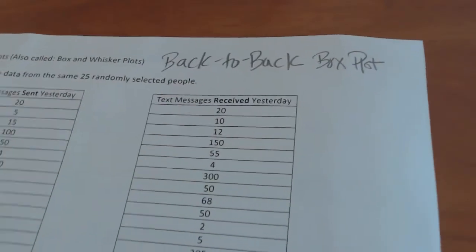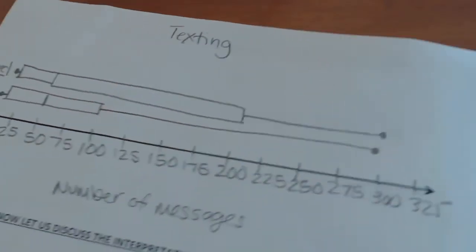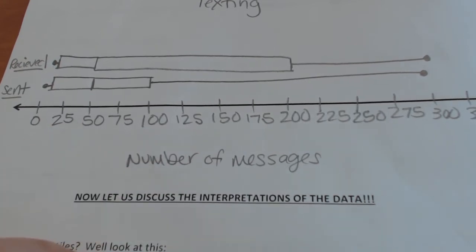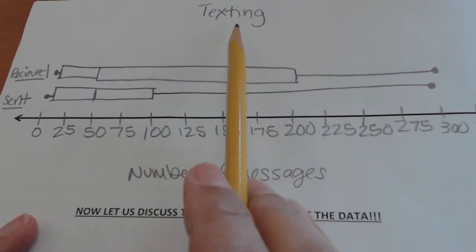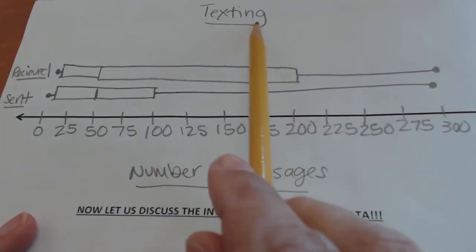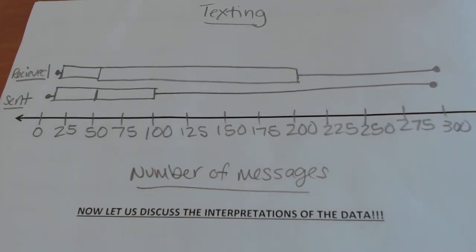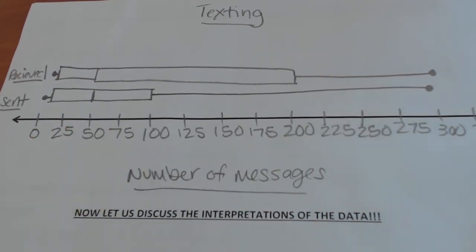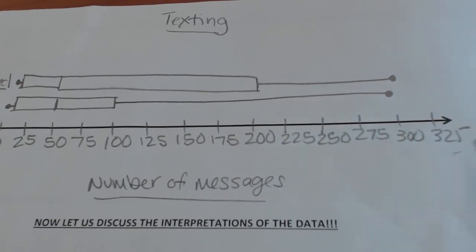Okay, now what we're going to do is make a back-to-back box plot. And I already actually done it for you here. But I do want you to title it. I titled it texting. I do want you to label it. These are points that I look for, and so does IB when you take paper 1 and paper 2. I went by 25s from 0 all the way to 325 down here.